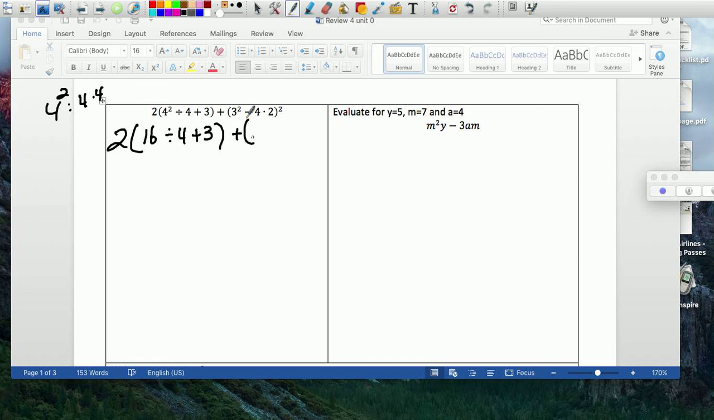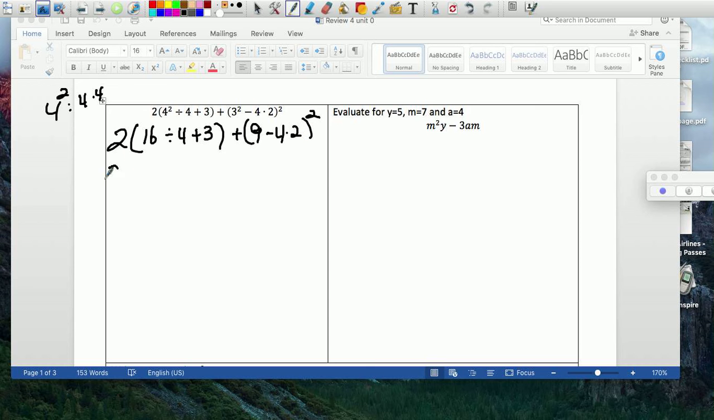And I'm going to take care of this exponent, which is 3 squared, which is 3 times 3, which is 9, minus 4 times 2. Yes, you can do more than one at a time, but I'm just taking time here so that you guys can see specifically what you should do first.